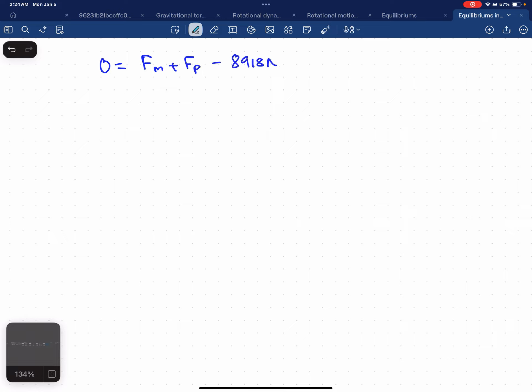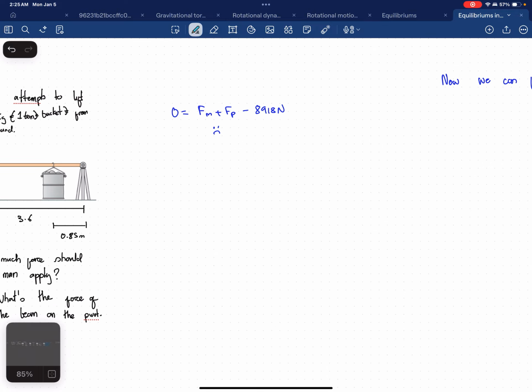All right. So now we don't have enough information to get F_M and F_P. Sad. We don't have enough information. So where can we get this information? We can get this from our equilibrium condition for torque. So let's see how many torques are acting on our system.